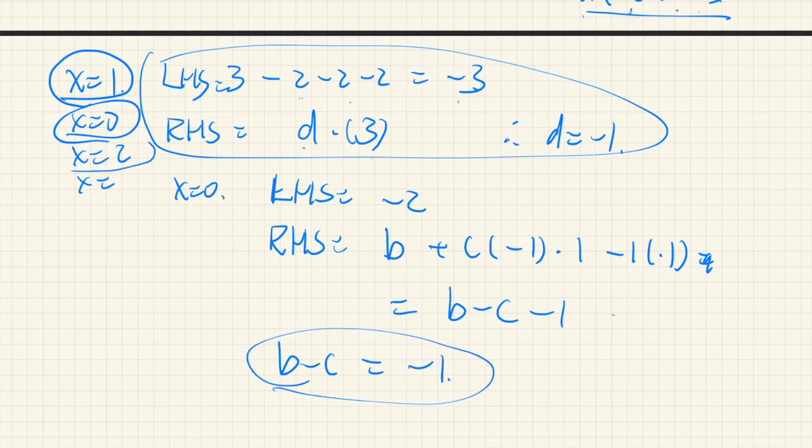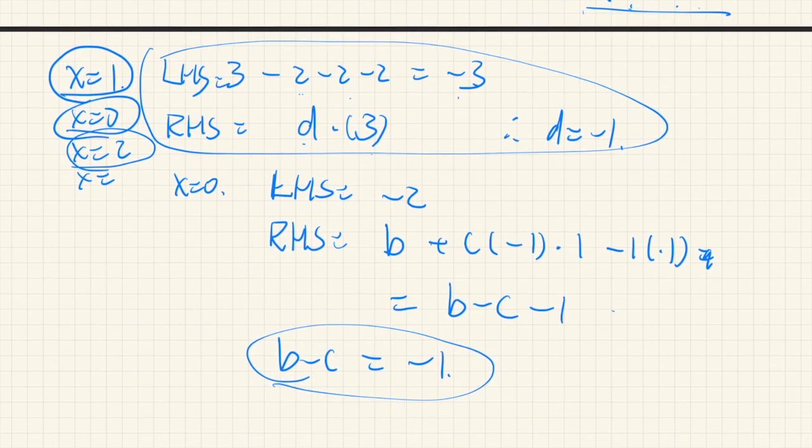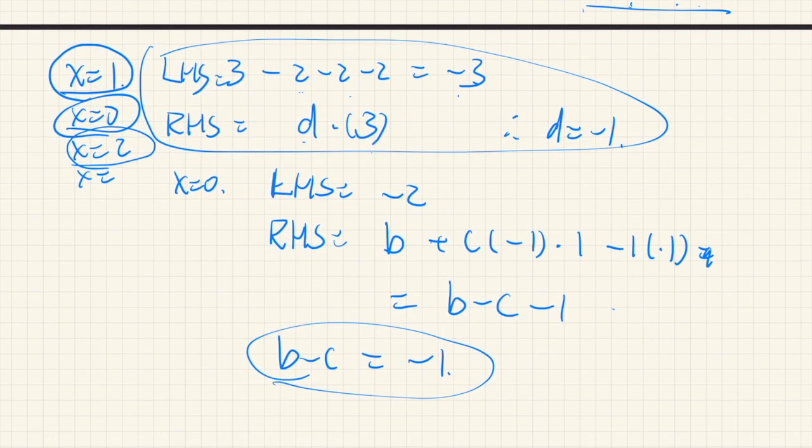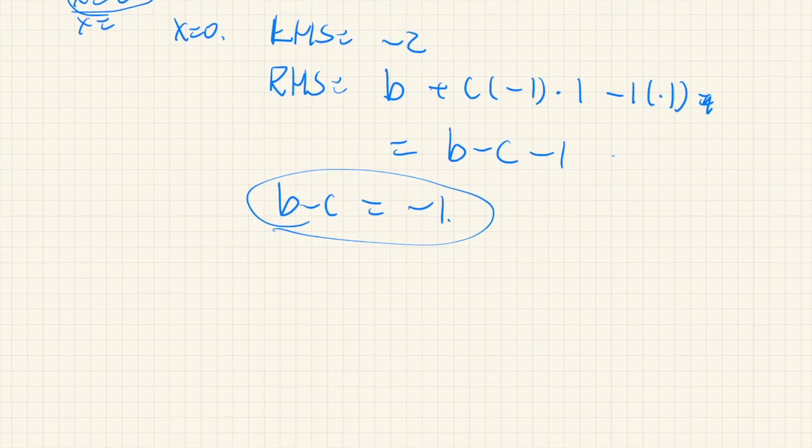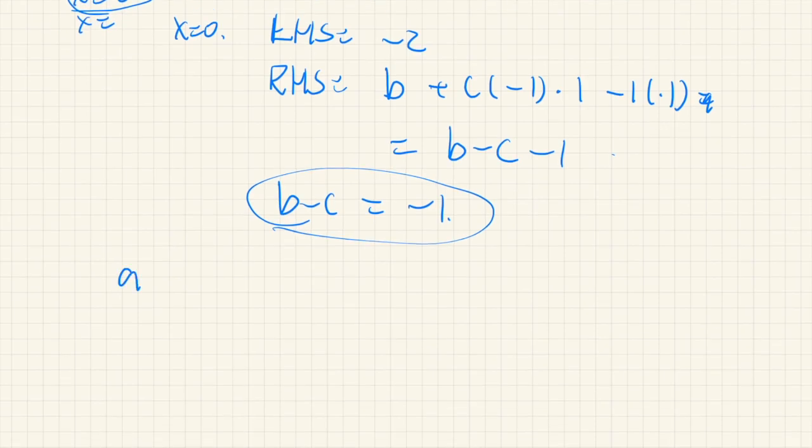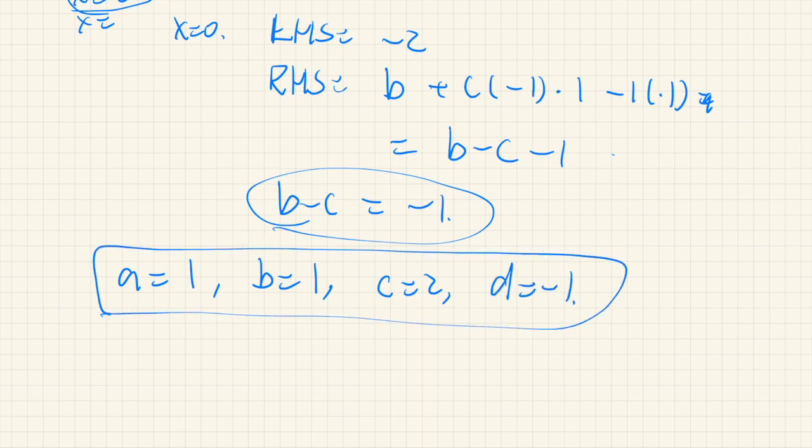And if we put x equal to 2, we have another equation. And if we put x equal to whatever, then we have another equation. Solving all these will give you the values of a, b, c, and d. d is negative 1 already. And the result should be this: a is 1, b is 1, c is 2, and d is negative 1. So you should get this result.